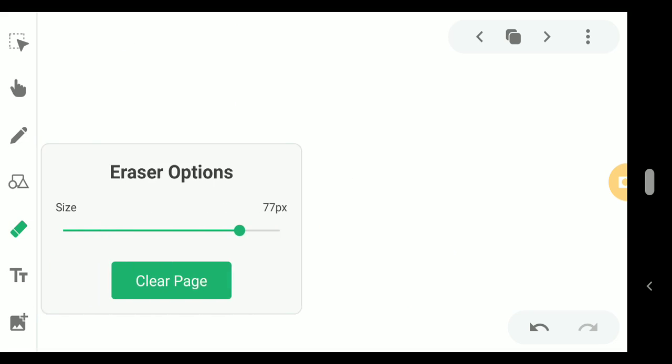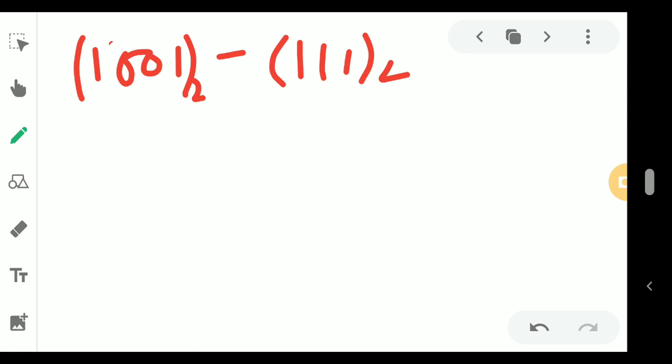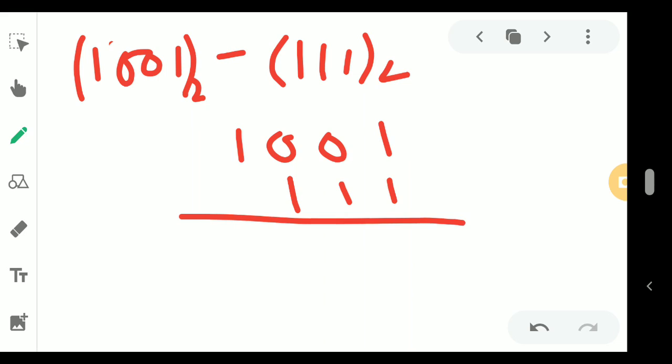Okay, another sum is 1001 base 2 minus 111 base 2. Similar things we will perform, and from the right hand side we try to fill it up. Subtraction: 1 minus 1, very good, it is 0.